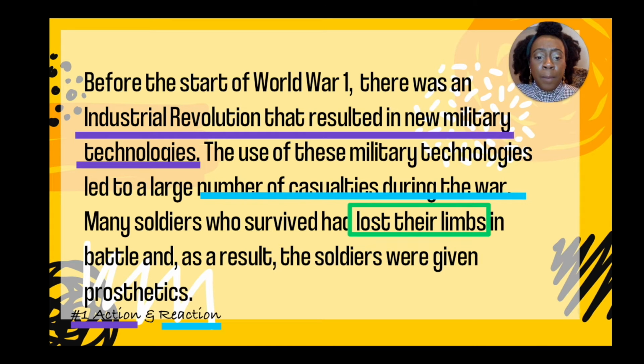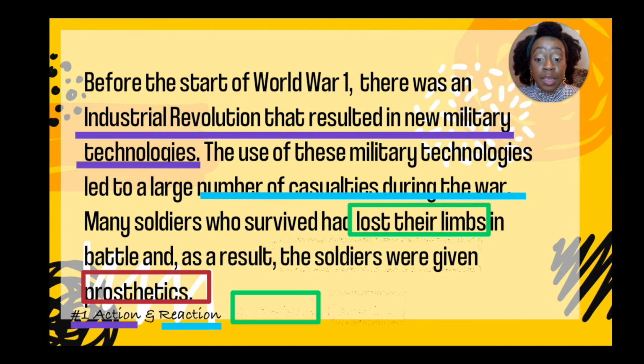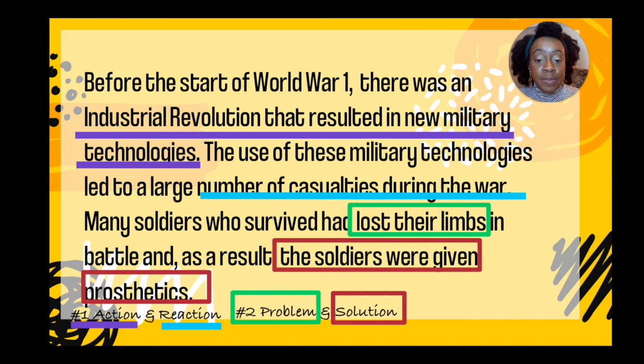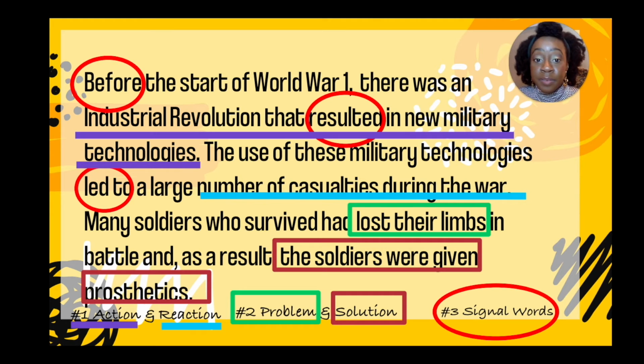I'm also noticing there are problems and solutions. We saw that some soldiers lost their limbs, and the solution was to use prosthetics. So problems and solutions are here. And then there are a ton of signal words. Before, resulted, and led to. And even as a result. I forgot to circle that one, right?